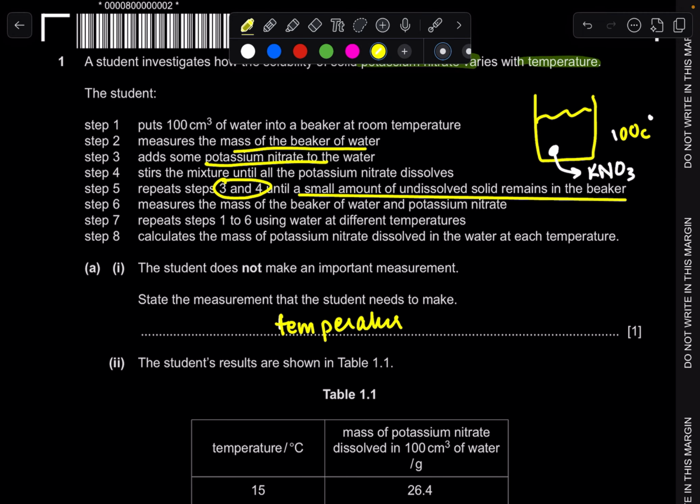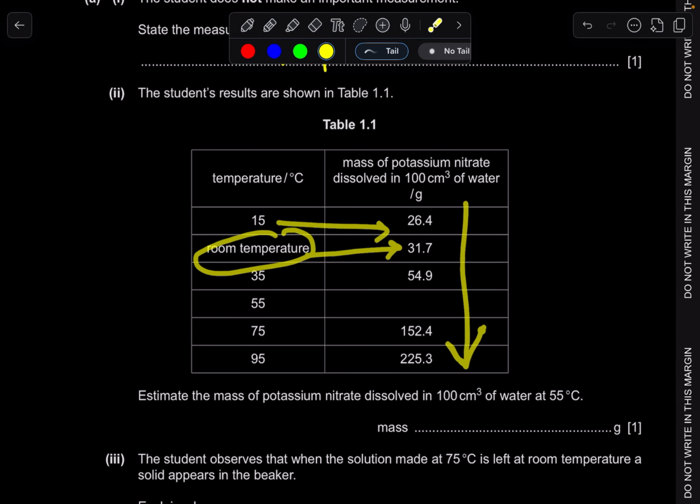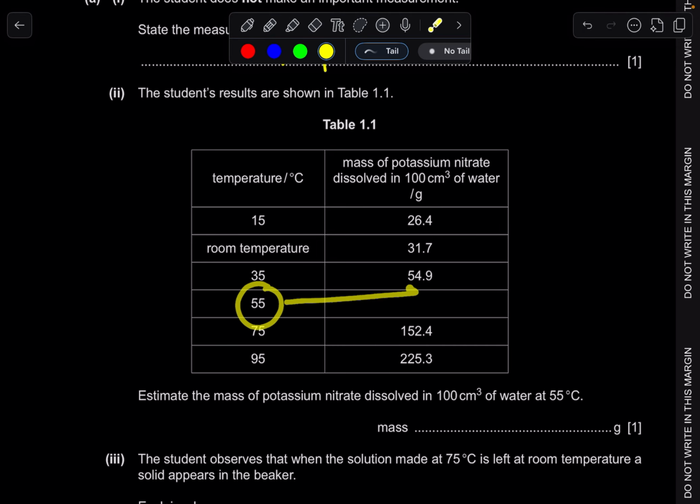The student's results are shown in Table 1.1. At room temperature, this much potassium nitrate is going to dissolve. At 15, this much, and as you increase the temperature, the solubility increases. Over here, it's written that at 55, what is going to be the mass dissolved? Estimate the mass of potassium nitrate.